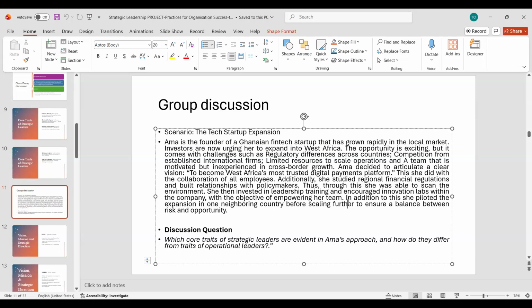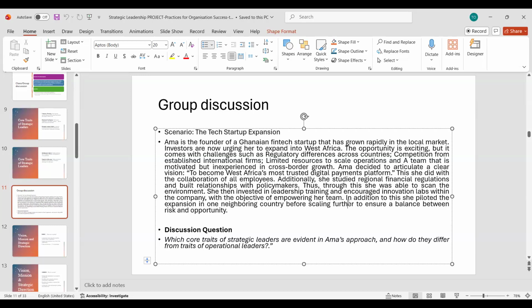And then there was the bit of the strategic acumen, which had to do with studying the regulations within the financial regulations, from the policymakers as well. So that's on the strategic acumen or insights.